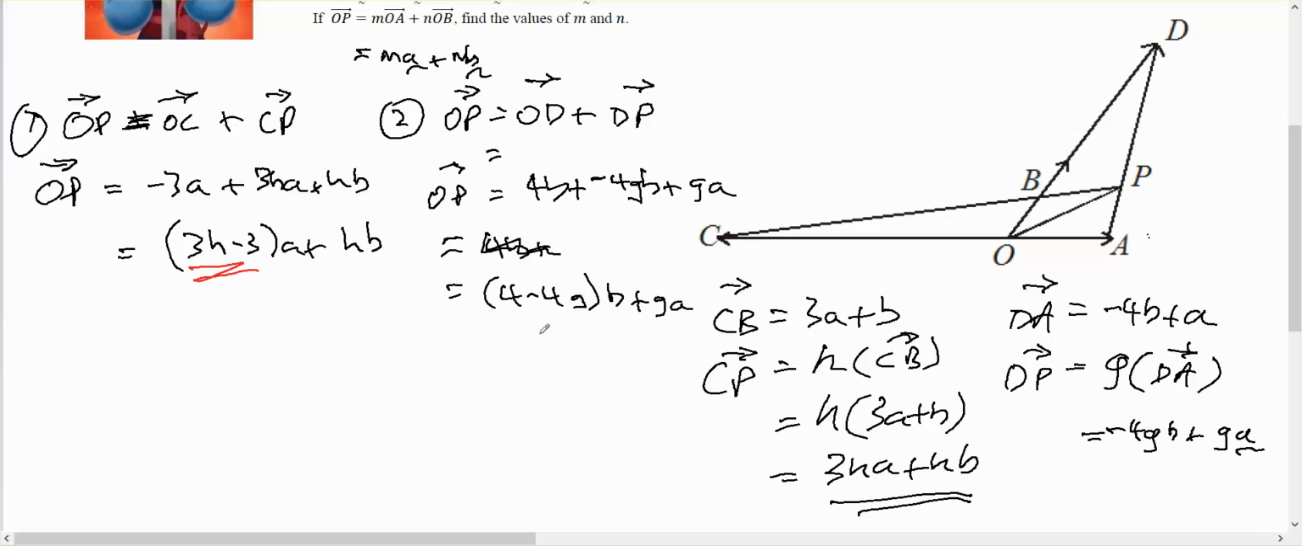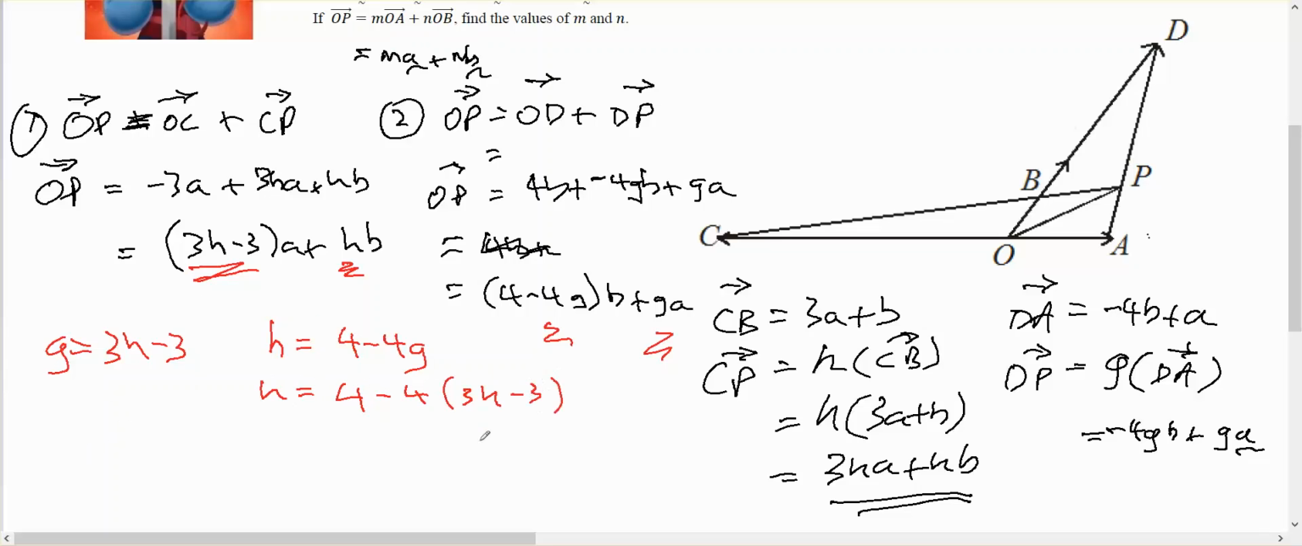Equating coefficients, G equals 3H minus 3, and equating the B's, H equals 4 minus 4G. So if I put this into there, H is going to equal 4 minus 4 times 3H minus 3. H equals 4 minus 12H plus 12. 13H equals 16. H equals 16 on 13. Correct?